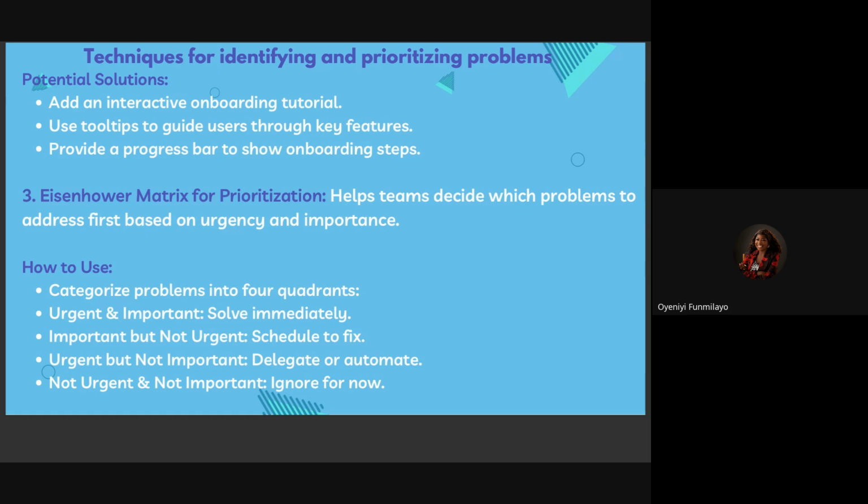So how it works is this: you categorize your problems into 4 quadrants, right? Which is urgent and important, important but not urgent. The urgent and important means we solve this immediately, and for your important but not urgent, we will just schedule to fix it. And then your urgent but not important is something we can delegate to somebody else to do. That is where you can also give it to maybe APIs or something. And then not urgent, not important is something we can just ignore for now. Ignore for now does not mean we are not doing it. It's just to ignore it for now.